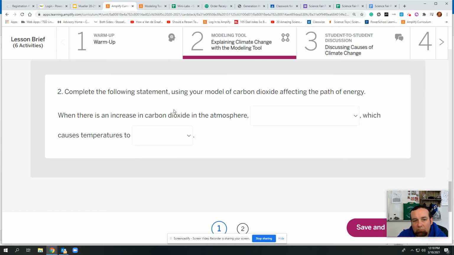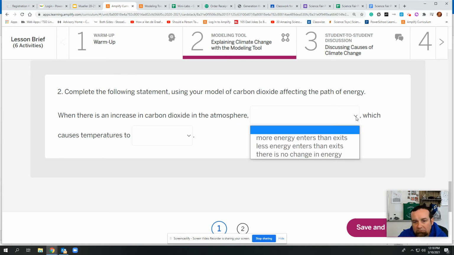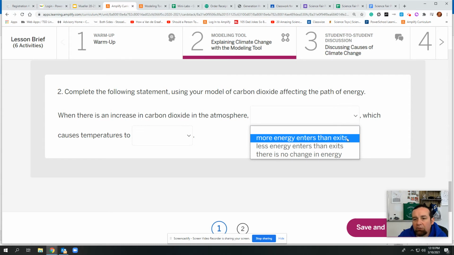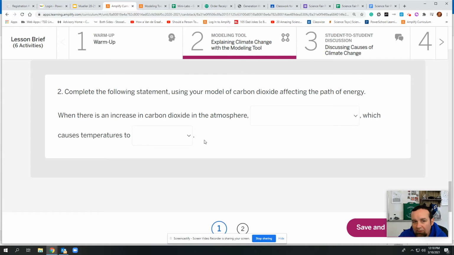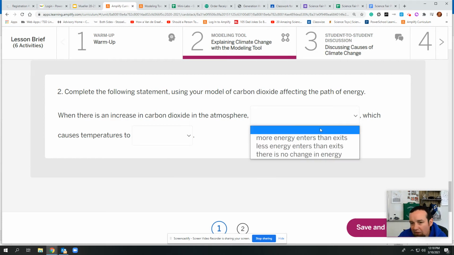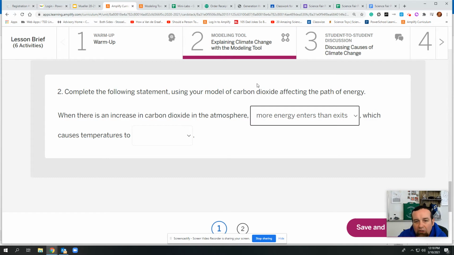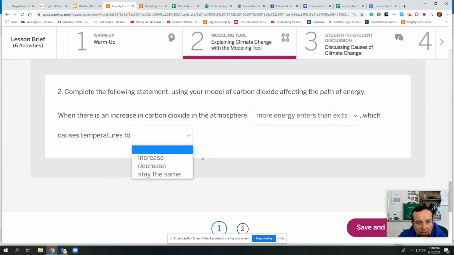And at the end, you're going to complete this statement. When there was an increase in carbon dioxide in the atmosphere, more energy enters than exits, less energy, or there's no change. Make your selection, which causes the temperatures to increase, decrease, or stay the same. And my hope is, friends, since we've said it about a million times, when we have more energy entering than exiting, that will increase the temperatures.